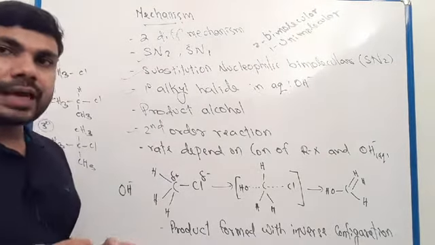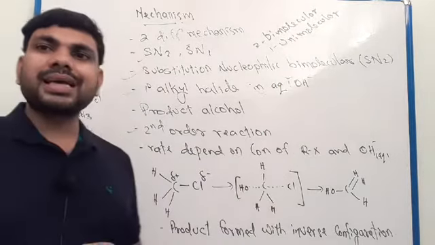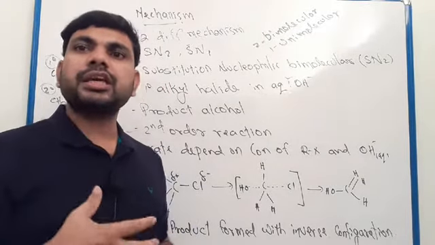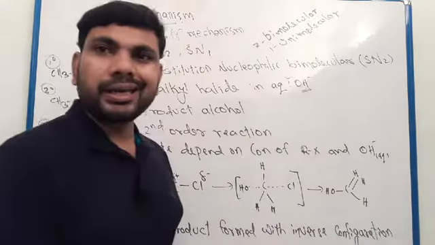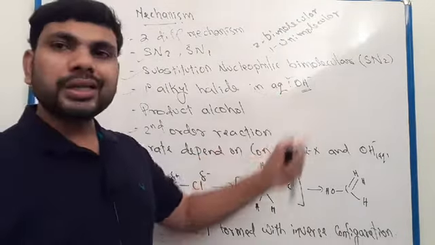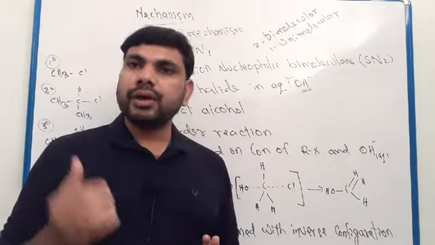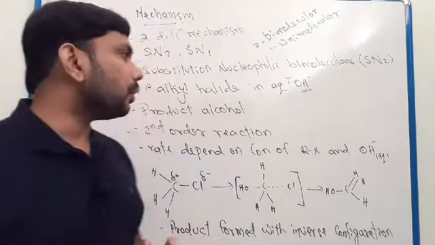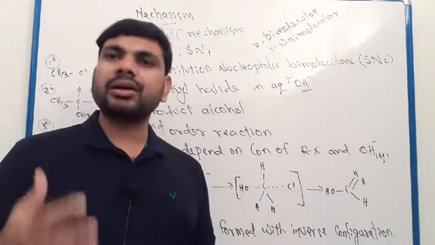This chemical reaction always takes place in the presence of aqueous sodium hydroxide, aqueous NaOH or aqueous KOH. We know NaOH or KOH provides the nucleophile OH minus. OH minus is the nucleophile. So here a primary alkyl halide reacts with aqueous NaOH or KOH, and the product will be alcohol. Alcohol will be the product, and this chemical reaction is a second order reaction.